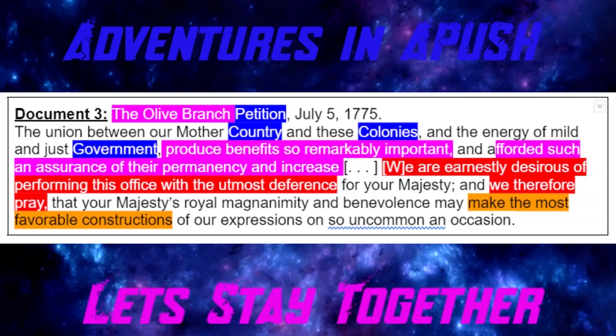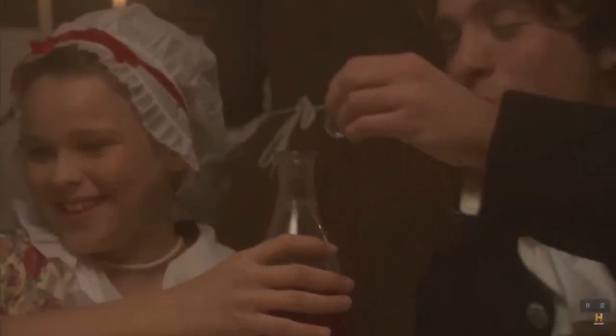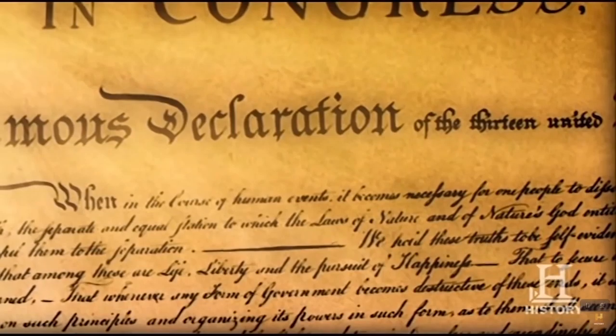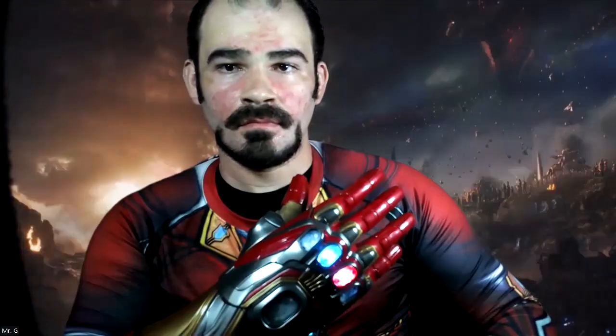As far as this document is concerned, the issue is the relationship between Britain and her colonies, and the authors of this document, the Continental Congress, want to stay part of the British Empire. They're arguing that both sides benefit more if they stay together. These are the same people that are going to declare independence and commit treason in a year. The power of point of view is now ours to command.